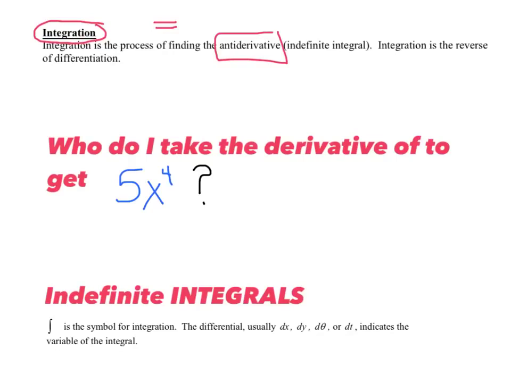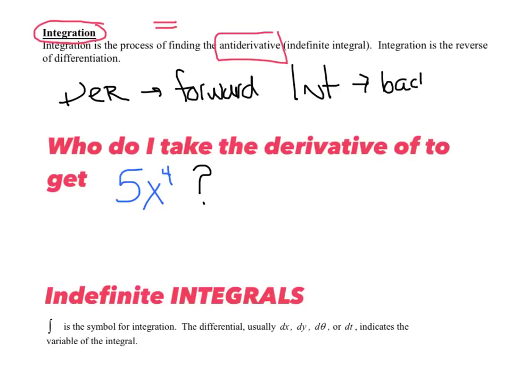Now, you can think of it as kind of like a derivative moves forward, and your integral does the opposite. The integral is like going backwards. Okay, so they're kind of undoing each other if you did them at the same time. Think of the derivative as going forward and the integral going backwards.